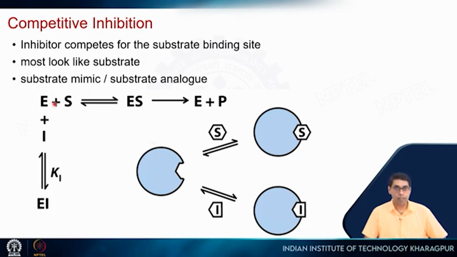And we can write the equation like this: E plus S gives you ES, gives you E plus P. This is our standard Michaelis-Menten kinetics. But the free enzyme can also bind the inhibitor and form the enzyme-inhibitor complex, and this is given by this Ki, or the inhibitor constant. So this is basically the Kd, or the dissociation constant, of the enzyme-inhibitor complex.